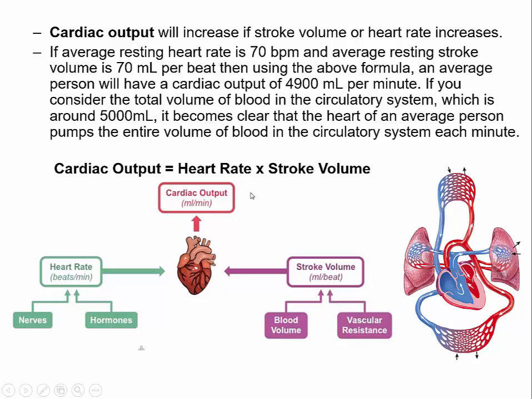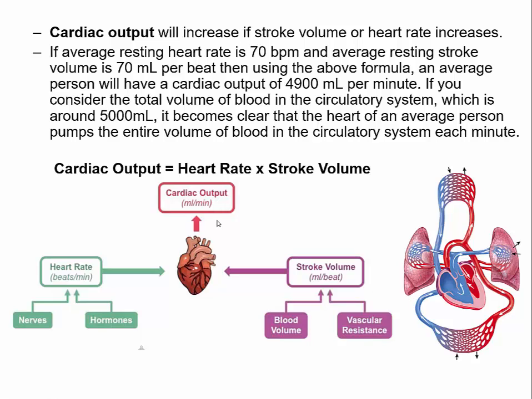Cardiac output will increase if your stroke volume increases or if your heart rate increases. Looking at the things that affect heart rate and stroke volume, heart rate can be influenced by nerves, such as the autonomic nervous system, and hormones. We're going to see that stroke volume can be increased or decreased by blood volume and vascular resistance. All of these are going to affect cardiac output.